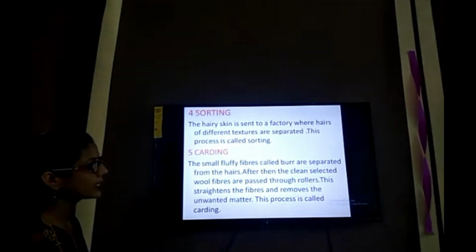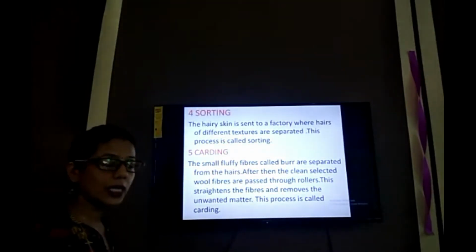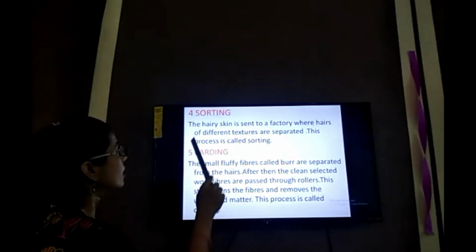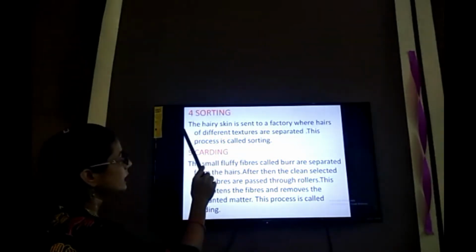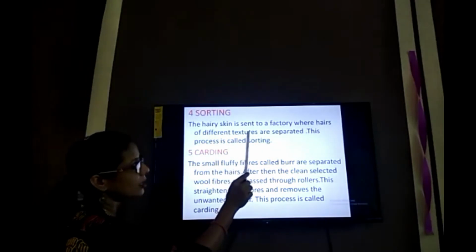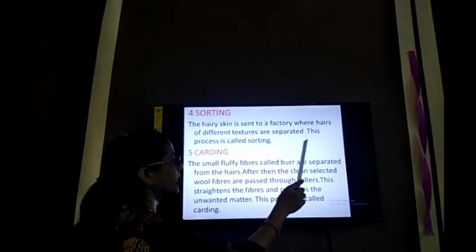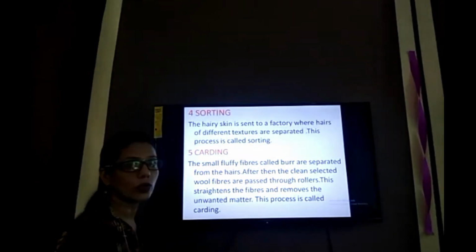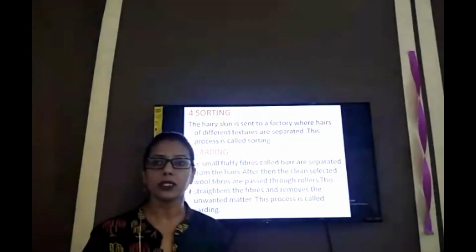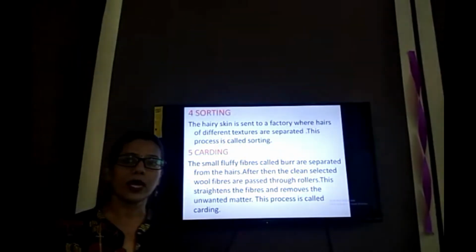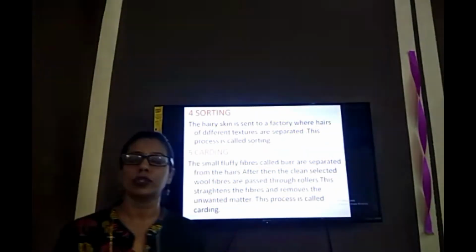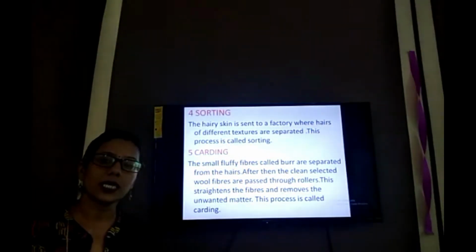Now we move to the next slide. The fourth step in this process is sorting. In this step, the hairy skin is sent to a factory where hairs of different textures are separated. This process is called sorting. After shearing comes washing and scouring. Washing means to remove the grease, dust and dirt.